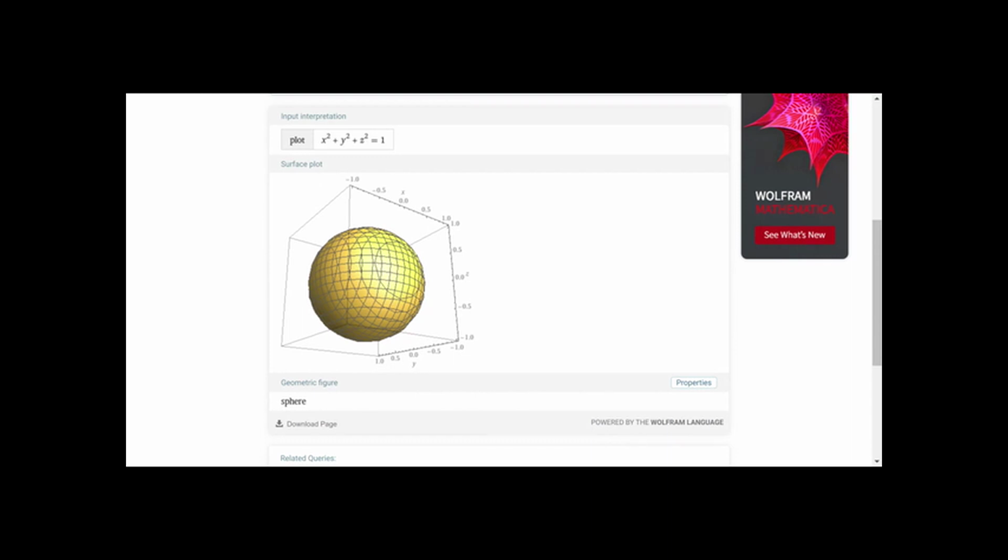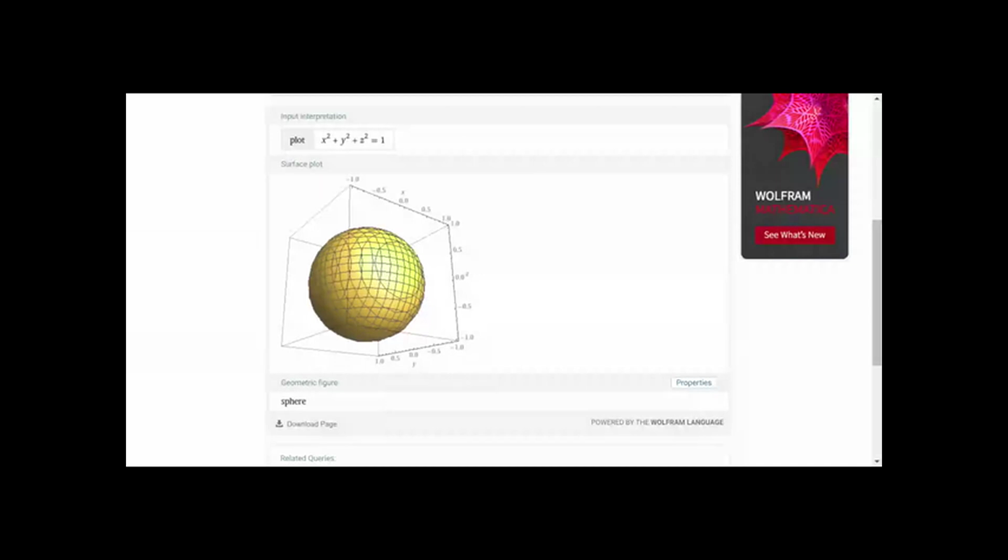What if you had 4 variables? Then what would you do? What if you have x, y, z, and u, and let's say you want to plot x squared plus y squared plus z squared plus u squared is equal to 1? Then what would you do? Is there a way to plot it? So you have 4 variables.